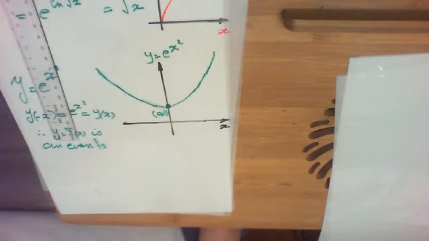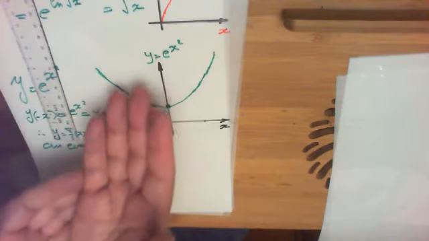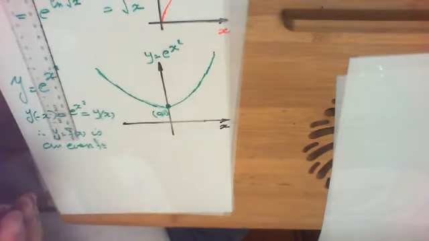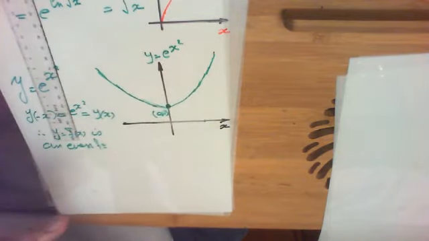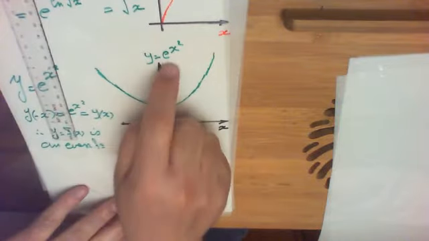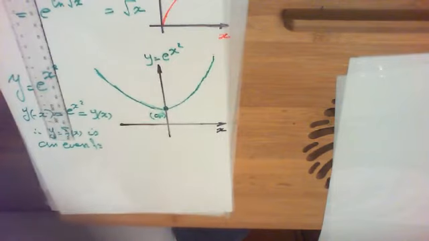This was for the horizontal asymptote, but for the vertical asymptotes, if you have a rational function and its denominator is 0. This is not a rational function. It has no denominator. So it has no asymptotes, neither horizontal nor vertical.